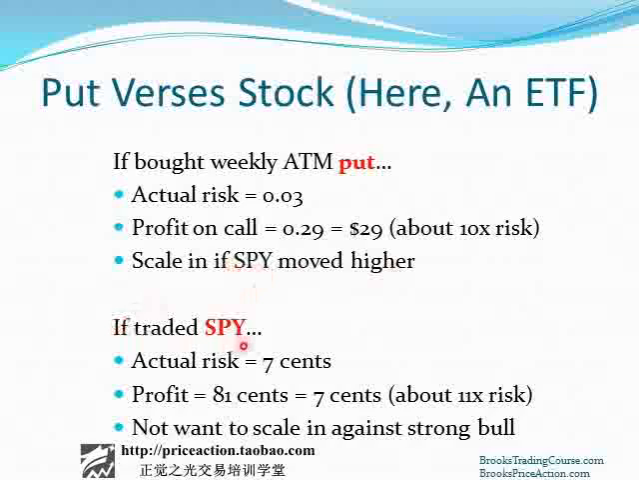Instead, if you traded the spider, the market quickly went your way, and the actual risk was only 7 cents. The profit, had you traded the spider instead of the put, 81 cents, or about 11 times your risk, comparable to what you had with the put itself. However, you'd be less inclined to scale in if the spider kept racing up another $1 or so in a strong bull, whereas you could do that with the put and without much worry.